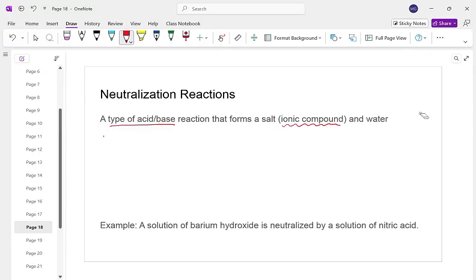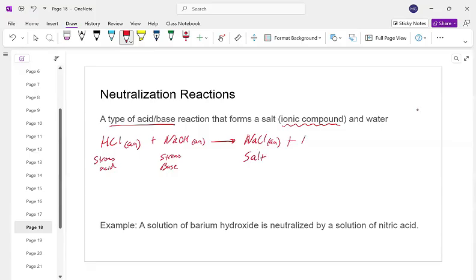So let's look at an example of this. Let's take hydrochloric acid, which is a strong acid, react it with sodium hydroxide, which is a strong base. And these two substances will essentially, if you have equal amounts, equal moles, they will neutralize each other to form sodium chloride, which is our salt. It's an ionic compound, and water.